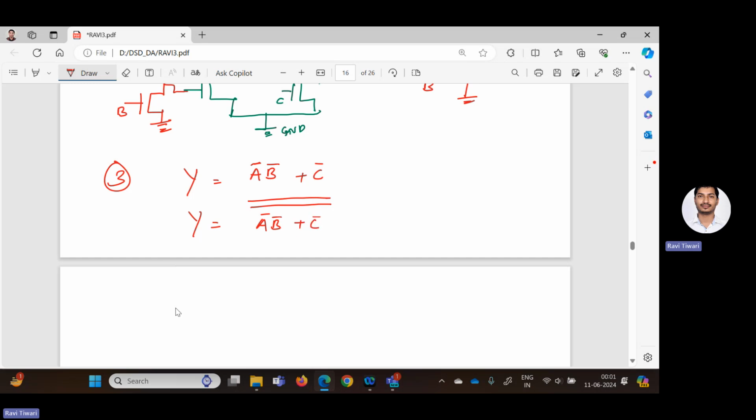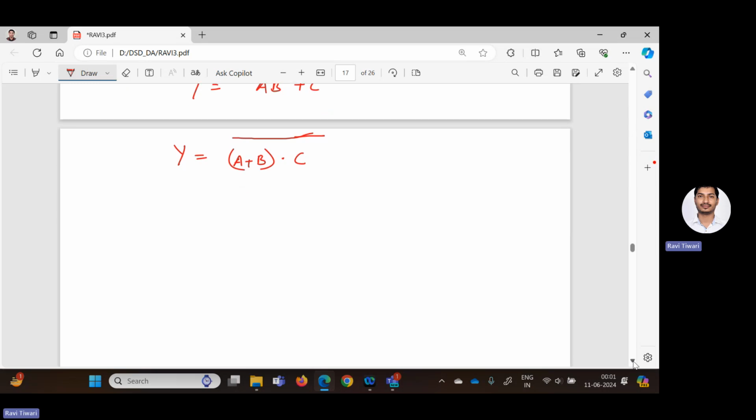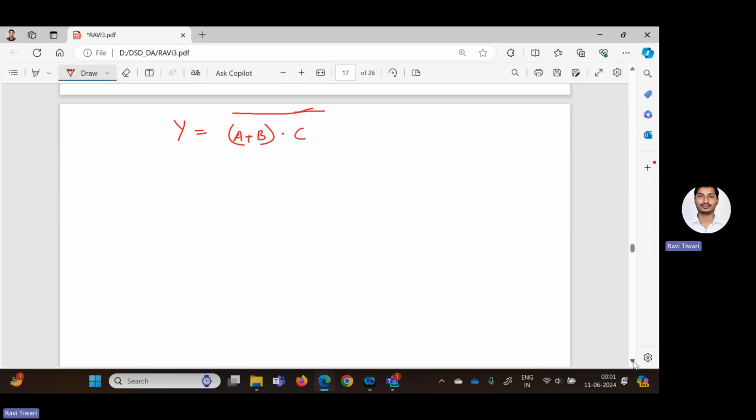After that, you apply De Morgan's theorem here and open one bracket. So one bar you open it. That will give you A plus B dot C. This is the expression. Let's see how we can implement this expression. Complement is already there, so not an issue. But how to implement it by using CMOS?